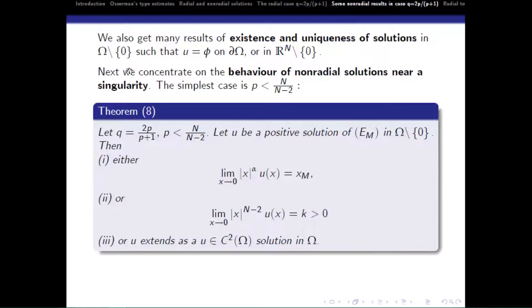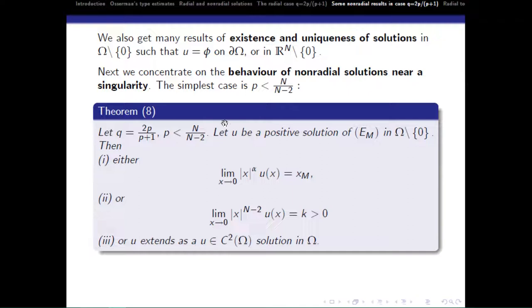Concerning the non-radial case, we also get many results of existence and uniqueness of solution in omega minus zero, as I said before, coming from the existence result on the radial solution. Next, I concentrate on the behavior of the non-radial solution near a singularity.